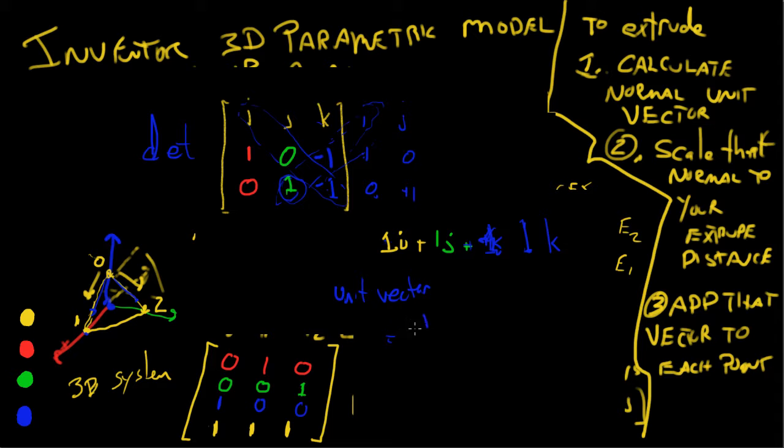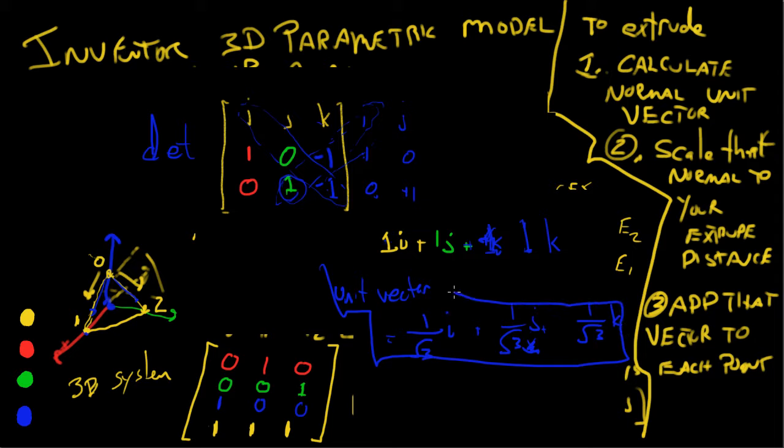is equal to 1 over the square root of 3 i plus 1 over the square root of 3 j plus 1 over the square root of 3 k. Right? So what we've done here in this 8 minutes is by hand we've calculated the normal to this vector. So I'm going to go through it again.